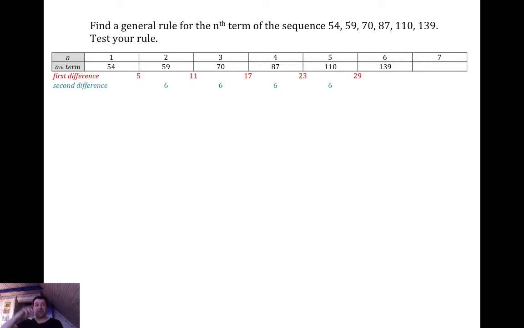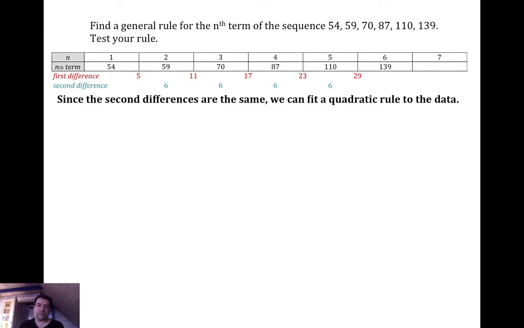If it had gone down to the third differences being constant, then it would have been a rule with a power of 3 in. And if it had gone down to the fourth differences, then it would have been a rule with a power of 4 in. But hopefully on your exam, it will just go as far as second differences and a quadratic rule. So since the second differences are the same, we can fit a quadratic rule to the data.